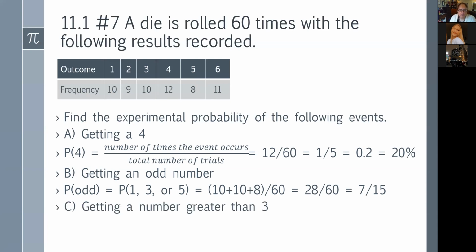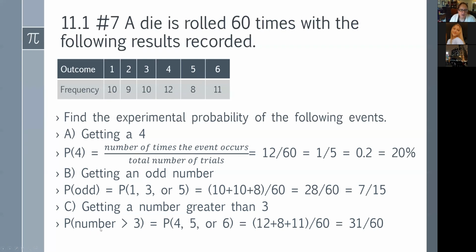Part C, the probability of getting a number greater than 3. Well, if it's greater than 3, that means it's 4 or 5 or 6. We got a 4 12 times, 5 8 times, and 6 11 times. And so that probability is 31 out of 60.